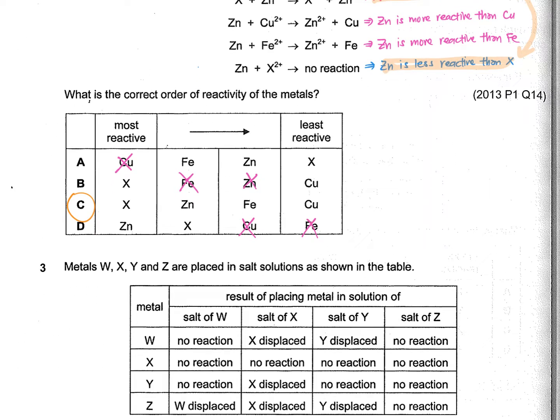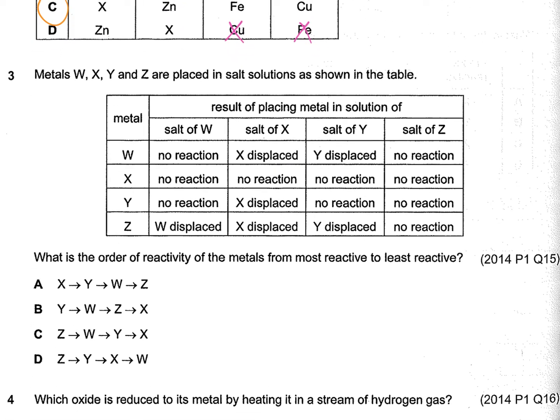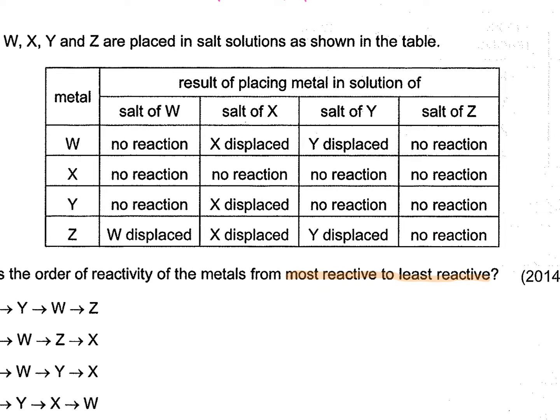Let's move on to look at MCQ number 3. Again, MCQ number 3 is also on displacement reaction. You're supposed to figure out the reactivity order of the metals, starting from the most reactive to the least reactive. In this case, you are not given the identity of the salt. Unlike question number 2 where you can do elimination, for this you can't because there is no known identity of your metals W, X, Y, and Z.